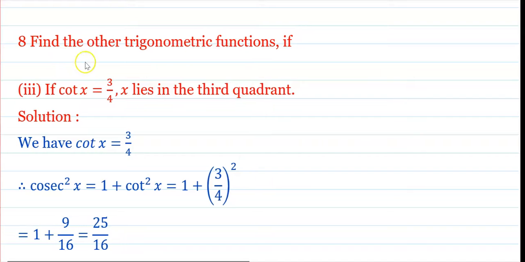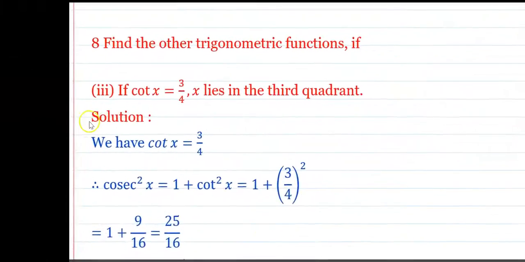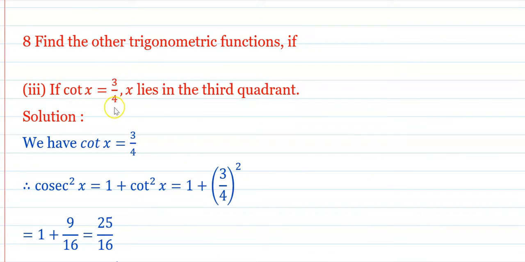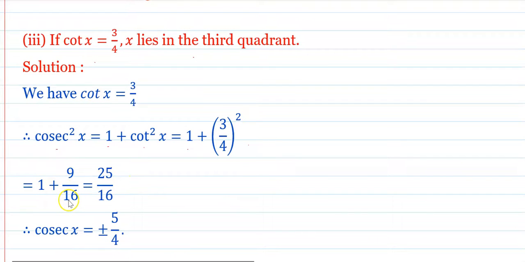Find other trigonometric functions if cot of x is equal to 3 by 4, x lies in the third quadrant. In the third quadrant, only cot and tan are positive, and all the remaining are negative. Now the next identity, what is that? Cosec square x is equal to 1 plus cot square x. That is 1 plus (3 by 4) whole square. 1 plus 9 by 16 means what? If you simplify, 25 by 16.